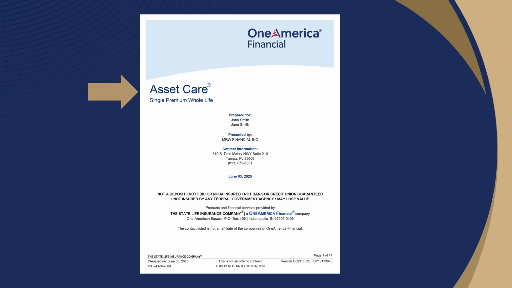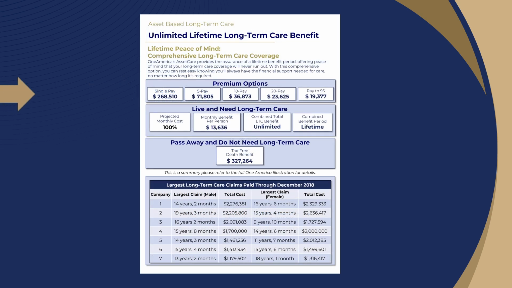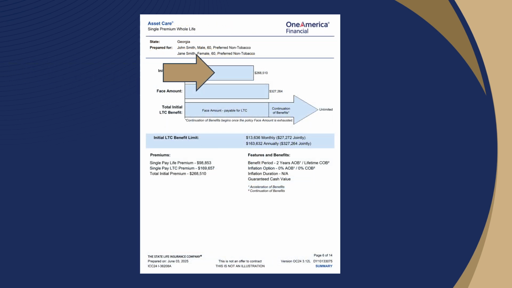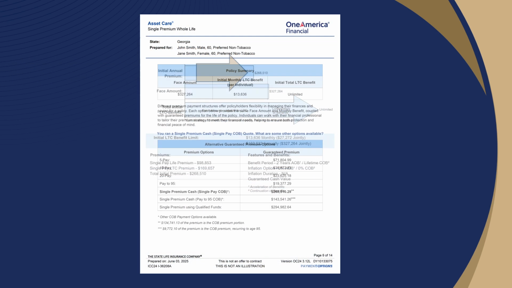So this is, again, One America. This is their asset care plan. It's the same plan, just without the return of premium rider. And you'll see the premium is higher than the other two. It's $268,000. Some people that have experienced those long claims want that lifetime benefit period. They want to make sure they can never exhaust the benefits. They're willing to pay a little bit more premium. And you'll see it here on the illustration of $268,000.